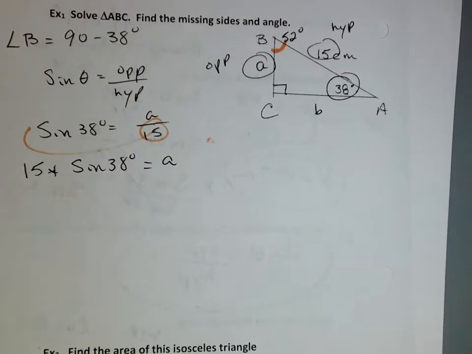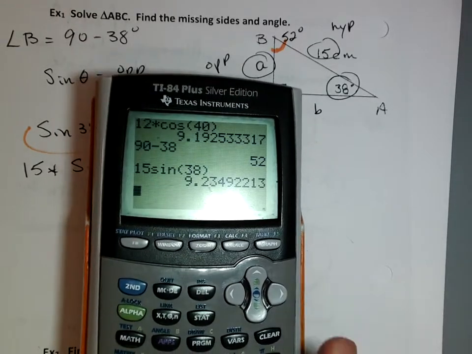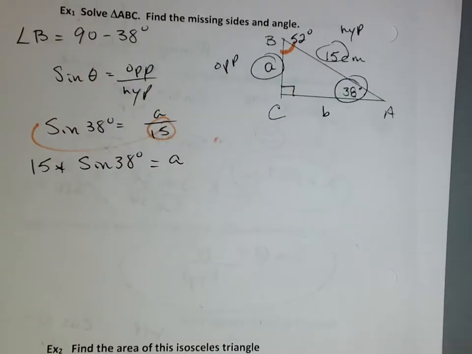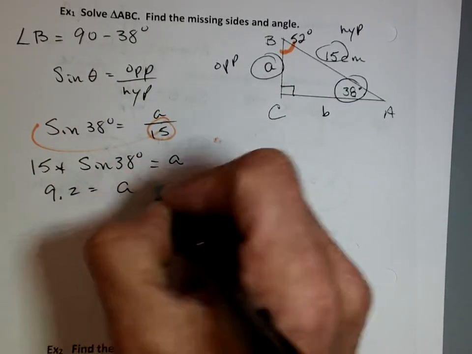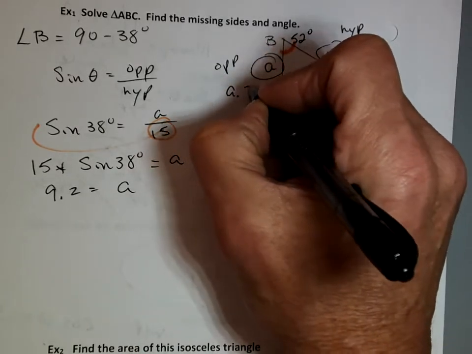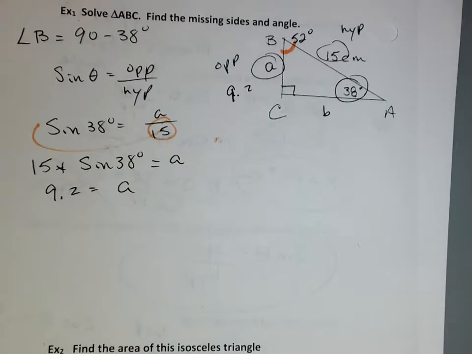I already have a by itself. I don't need to divide. I'm just going to go 15 times the sine of 38. You can see it in my calculator. I get an answer of about 9.23 or 9.2. 9.2 equals little a. Now, if I have to solve this triangle, I've got to find everything.